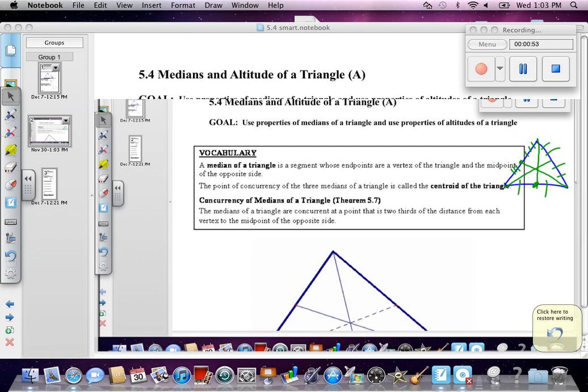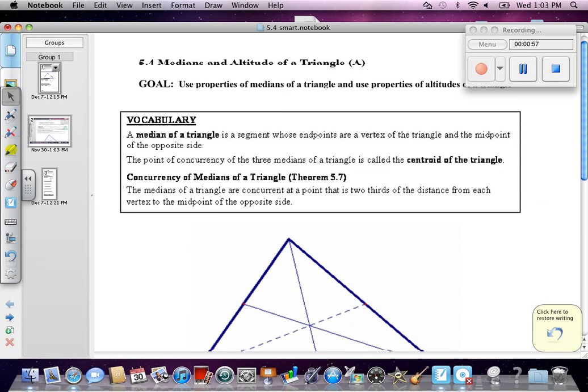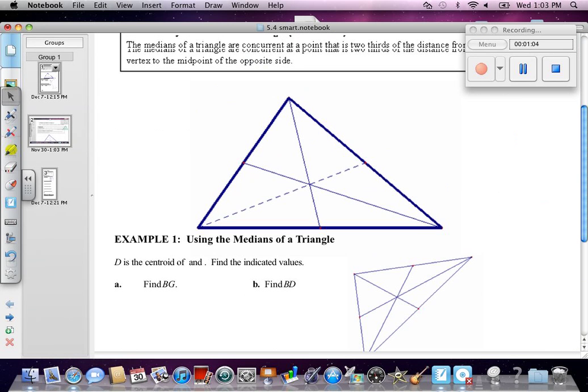Sean, if you could stop talking, that would be fabulous, sir. You said Shauna? Point of concurrency. It should be POC. I said Sean. Okay.